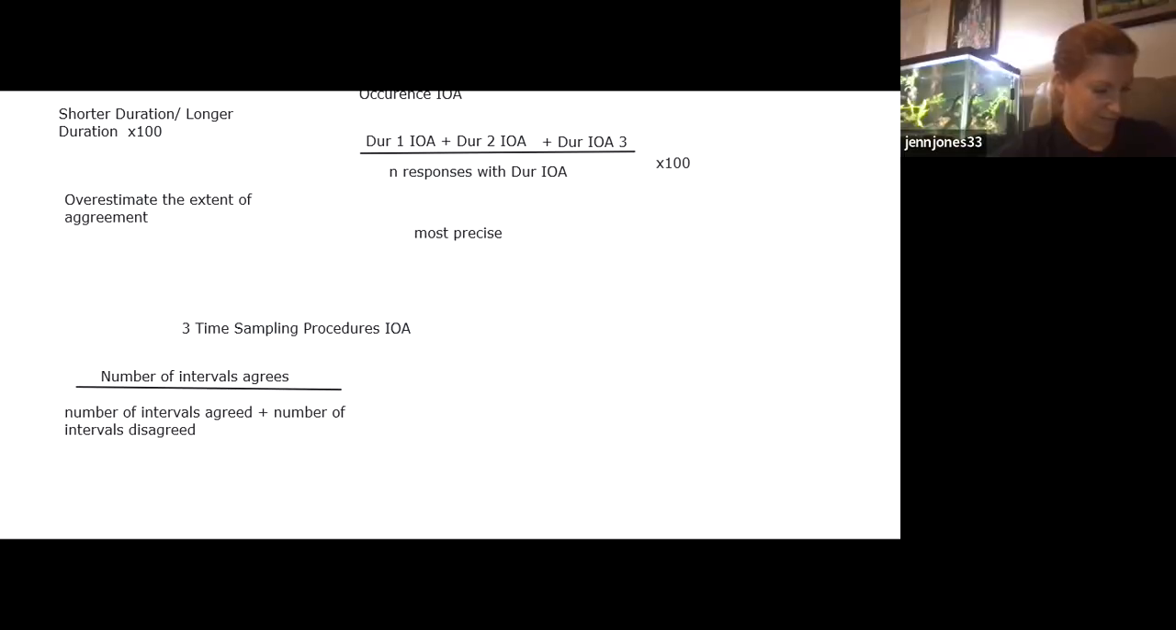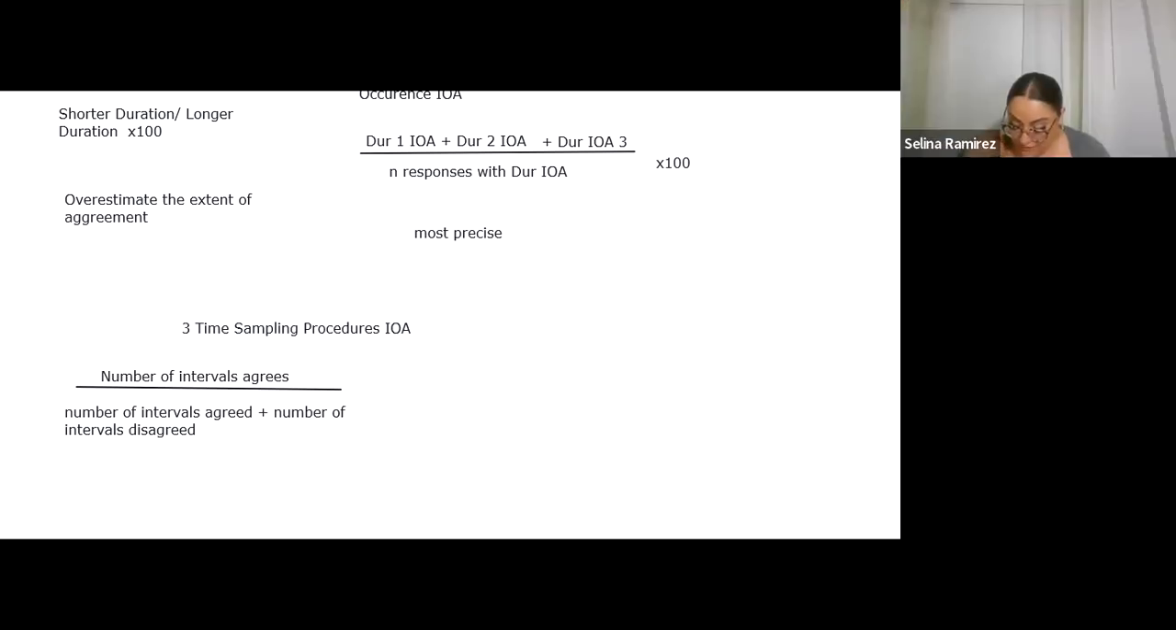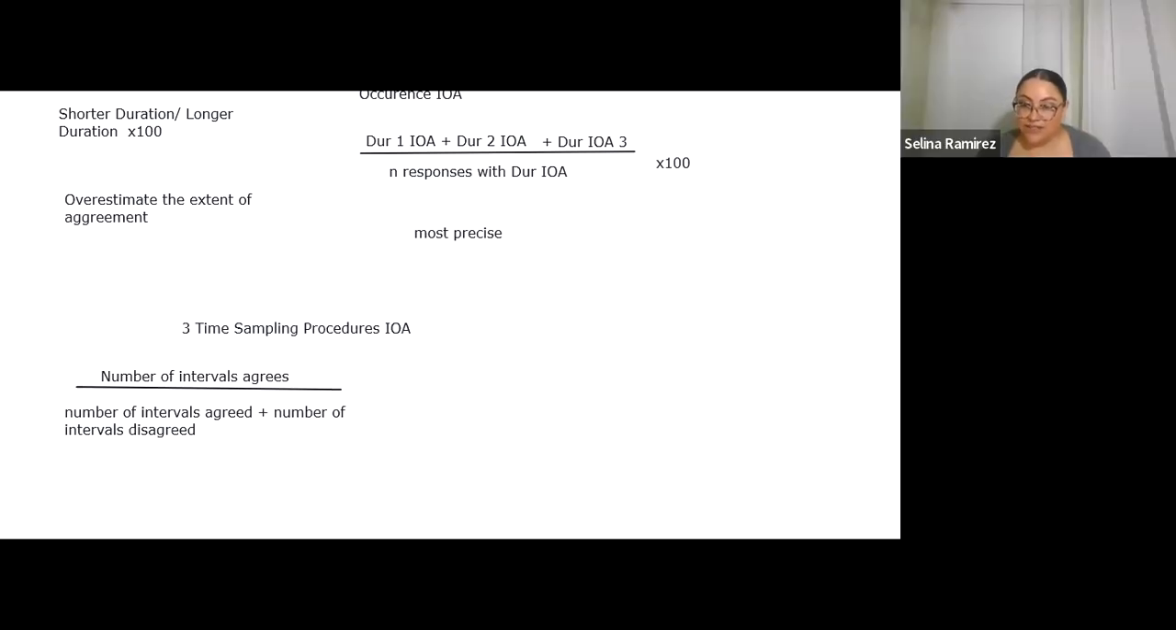Agreed. Yeah, they both agree that they observed it. And interval 10, agreed. They agreed. Yeah, they both agree that they did not observe it. So be very careful when you guys are taking the exam, because some people will not count the zeros.